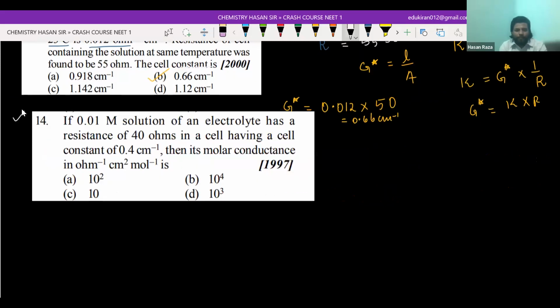If a 0.01 m solution of an electrolyte has a resistance of 40 ohms, we need to calculate the molar conductance or molar conductivity, both are the same term.